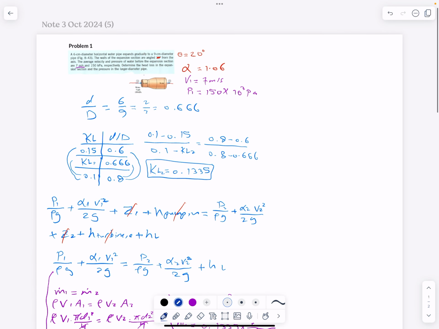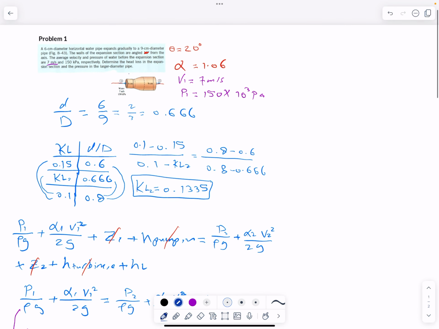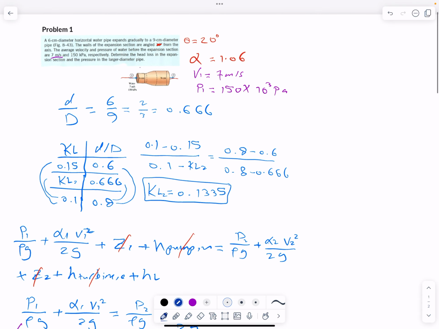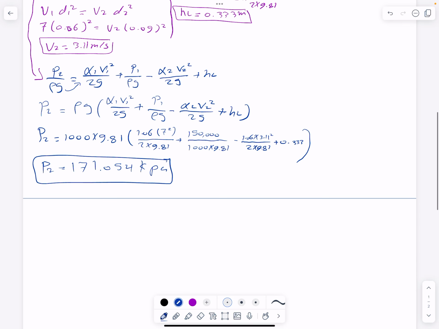So the pressure in the larger diameter pipe is equal to 171.054 kilopascal.